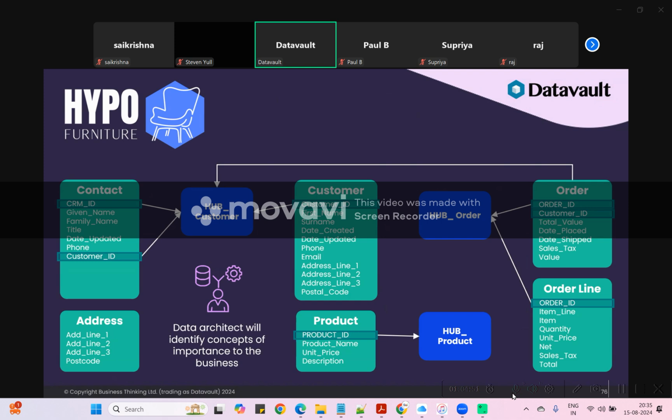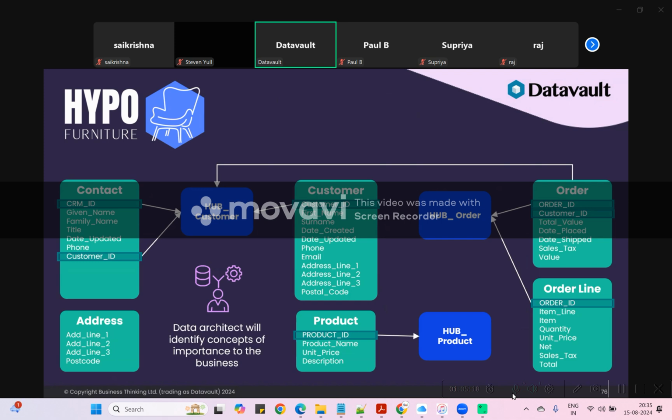Others might say, oh look, we've got addresses here, we've got postal addresses. I'm going to have a hub postal address in here because that's a concept we need to be aware of for delivery. And we want to know who's sharing the same addresses and so on. So we might create hub postal address as another concept as well. Nothing wrong with those. Each variant is valid until proven otherwise.